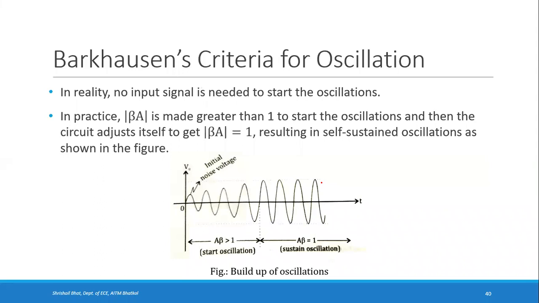No input signal is needed to start the oscillation. We are not giving any input signals. Normally, beta A is made greater than 1 initially to start the oscillation. Once we get the required amplitude, the circuit adjusts itself to get beta A equal to 1, resulting in self-sustained oscillations, as shown in this figure. The small noise we have keeps amplifying when beta A is greater than 1, and the amplitude keeps increasing. Once we get the required amplitude, we make beta A equal to 1, and that gives you the sustained oscillations.